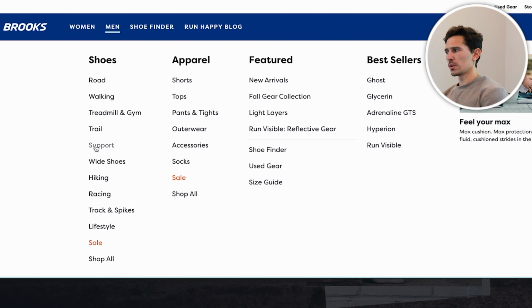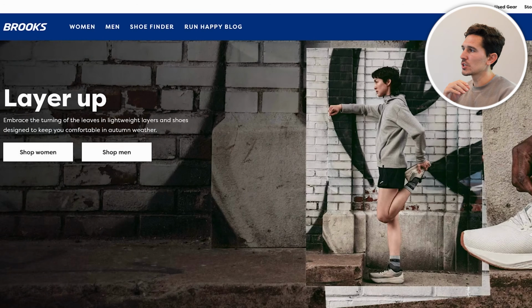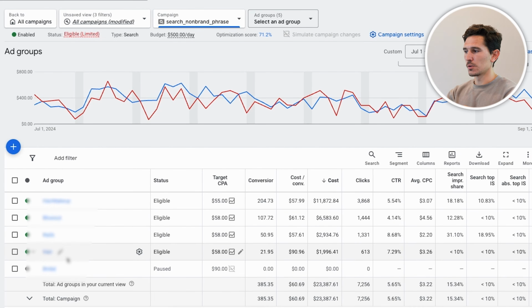I'd probably put support and wide as number 3. And then I would probably put racing and track as number 4. And depending on how important lifestyle was for them, I'd probably put that into number 5. Right? So that gives me 5 ad groups as opposed to 11. We've cut it down in half. And I'm sure if you actually know this brand, if you know this category really well, you can even condense that down further. So by pushing these into 4 or 5 different ad groups, we can then create specific keywords to each of those ad groups.